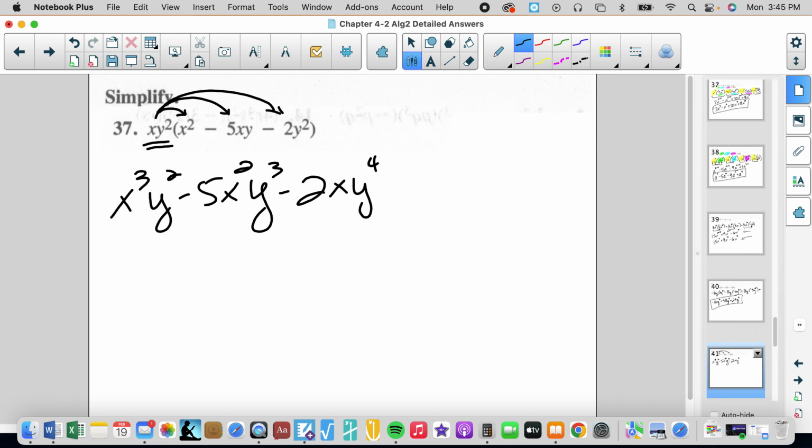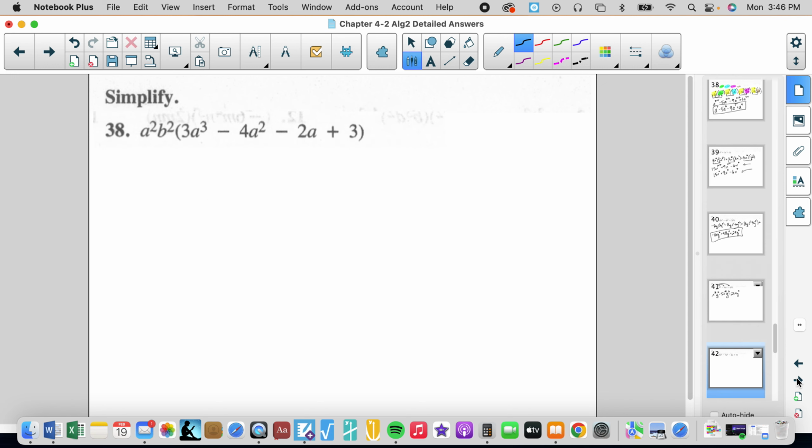And now they're in descending order by its leading variable, which is x to the third, x to the second, x to the first. Descending order based upon its leading variable, not its degree of each monomial. And the coefficient has nothing to do with it.